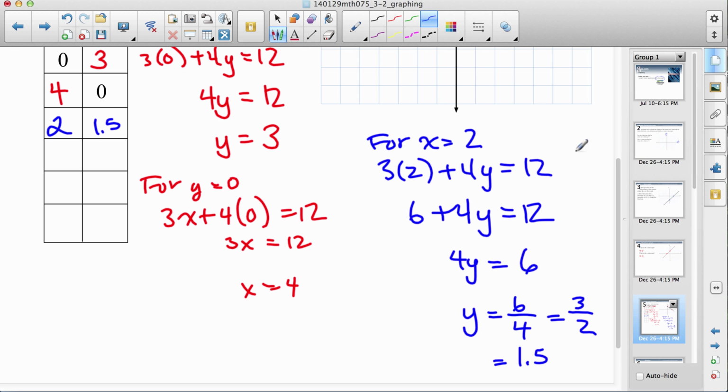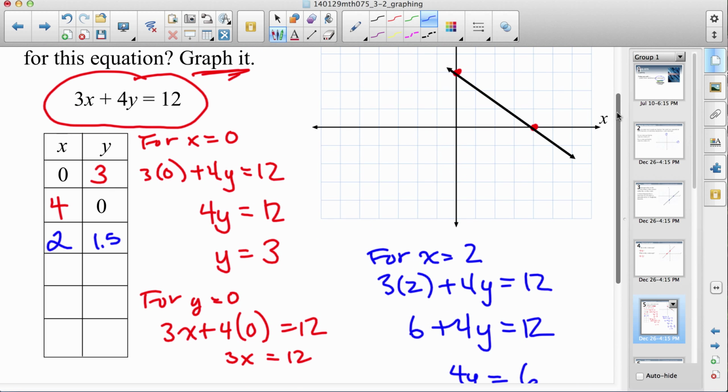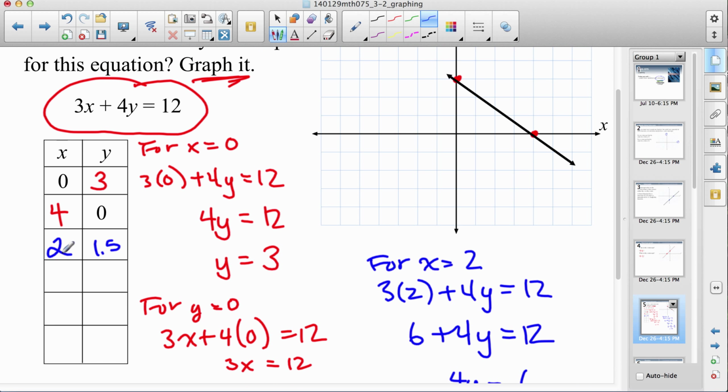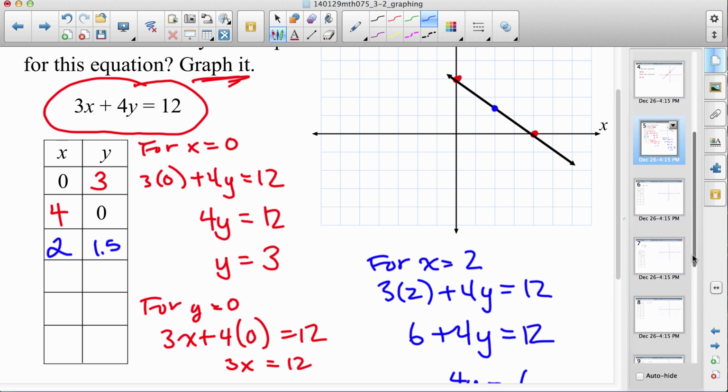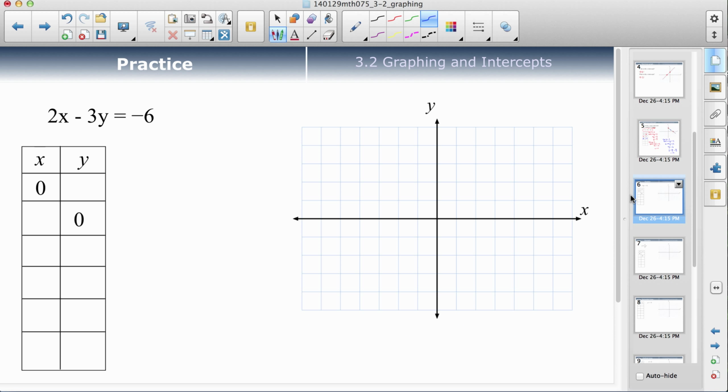So let's check our graph and see if, when we drew our line, we get the point (2, 1.5). Is that on our line? So I go over 2 and up 1.5. Sure enough, the point is pretty well bang on my line, as it should be. Okay, let's continue on. If you wanted, maybe try this one and plug in a 0 for x, a 0 for y, and see what kind of graph you come up with.